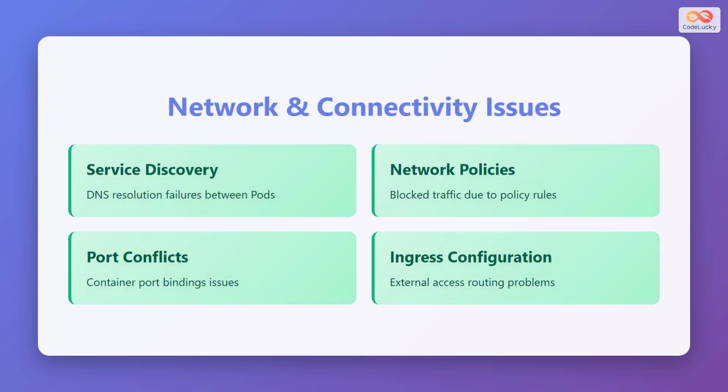Network problems can be subtle but devastating to distributed applications. Service discovery failures occur when pods cannot resolve DNS names for other services, breaking inter-service communication. Network policies may inadvertently block legitimate traffic between pods or from external sources. Port conflicts happen when multiple containers try to bind to the same port on the host, or when port specifications don't match between your pod and service definitions. Ingress configuration errors prevent external users from reaching your application, often due to incorrect routing rules or missing backend services.